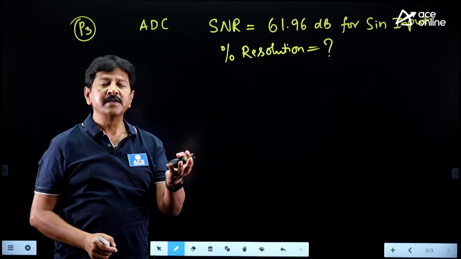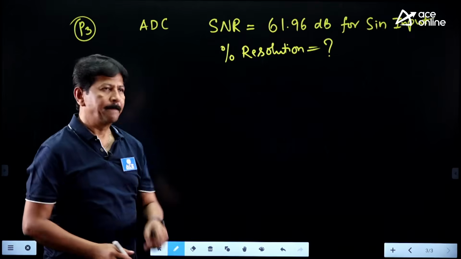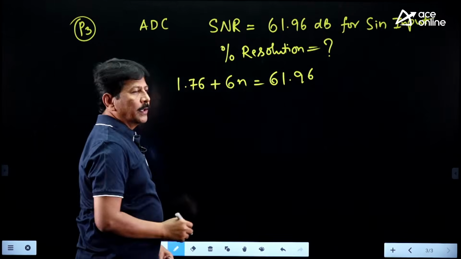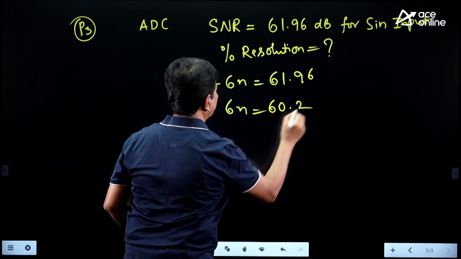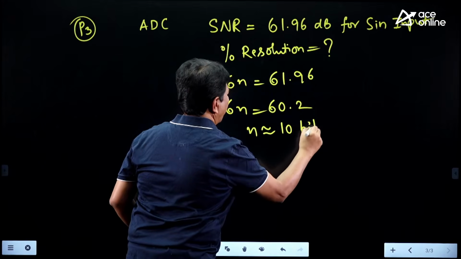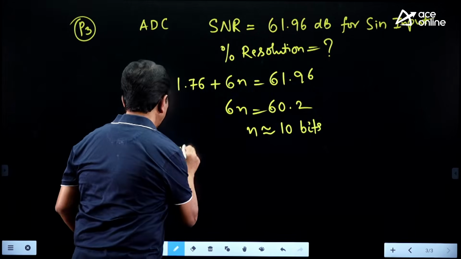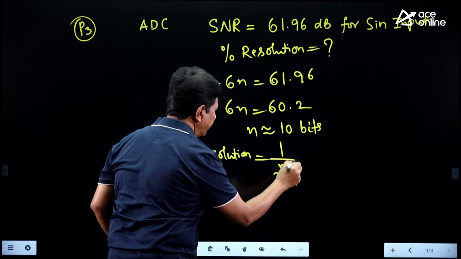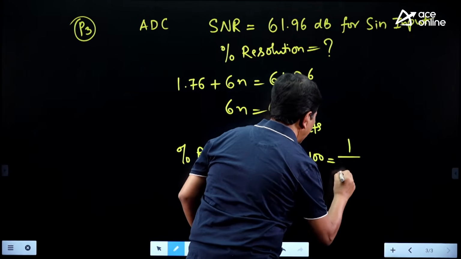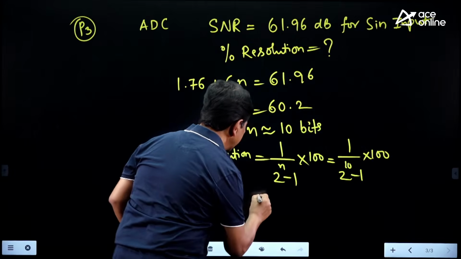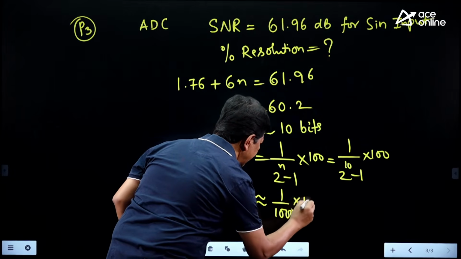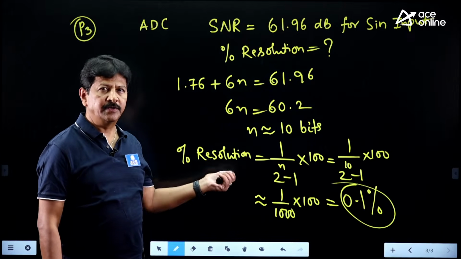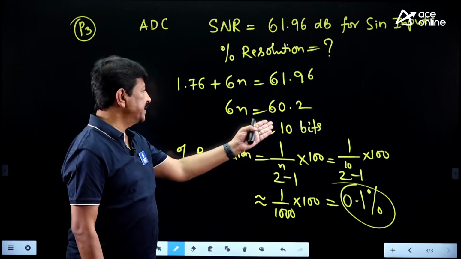For a sinusoidal input, the signal to noise ratio is given by the formula 1.76 plus 6n. So 6n is going to become 60.2, so n is approximately 10 bits. That means it is a 10-bit A to D converter. Thus, the percentage resolution is equal to 1 by 2 power n minus 1, into 100. That is 1 by 2 power 10 minus 1, into 100. So this is approximately 1 by 1000 into 100, which comes to 0.1% resolution. That is the resolution of the given A to D converter in terms of percentage. In terms of number of bits, the resolution is 10 bits.